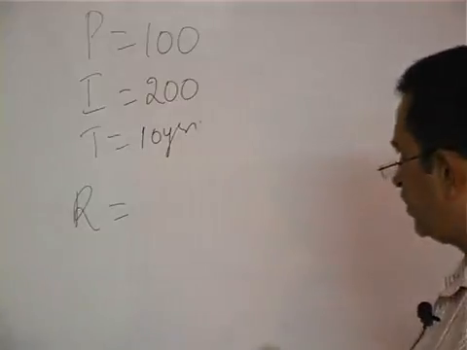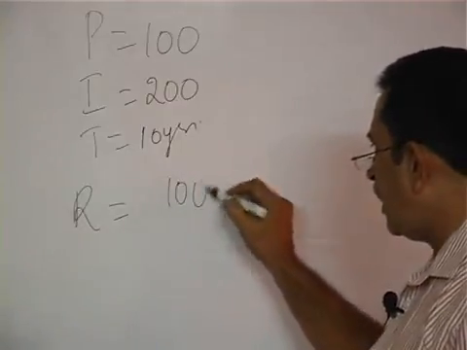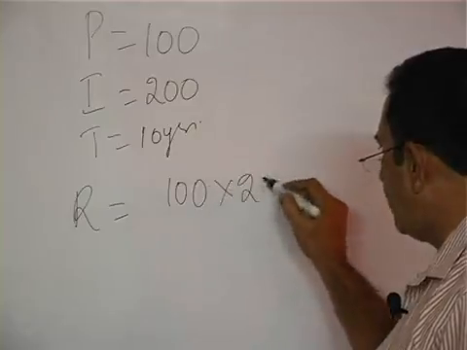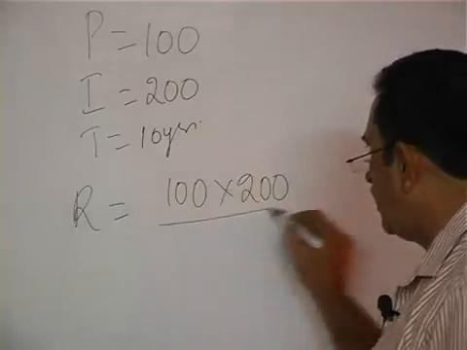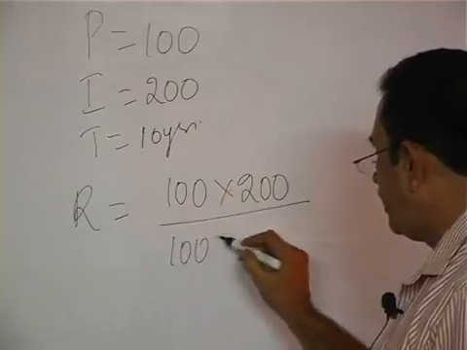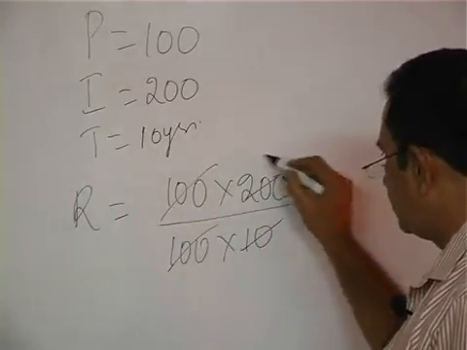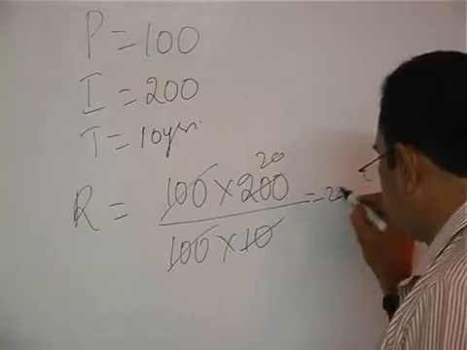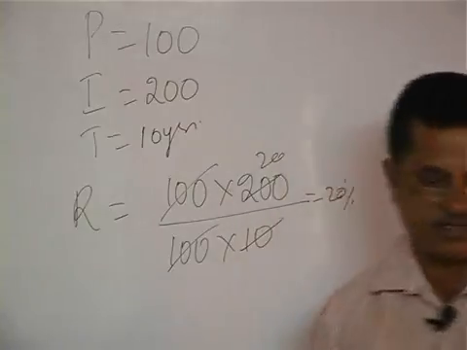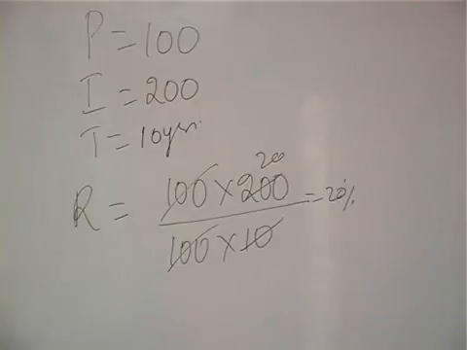Rate is equal to 100 into I, 100I by PT. 100 gets cancelled. 20. So rate of interest is 20%. The rate of interest is 20%. Next problem.